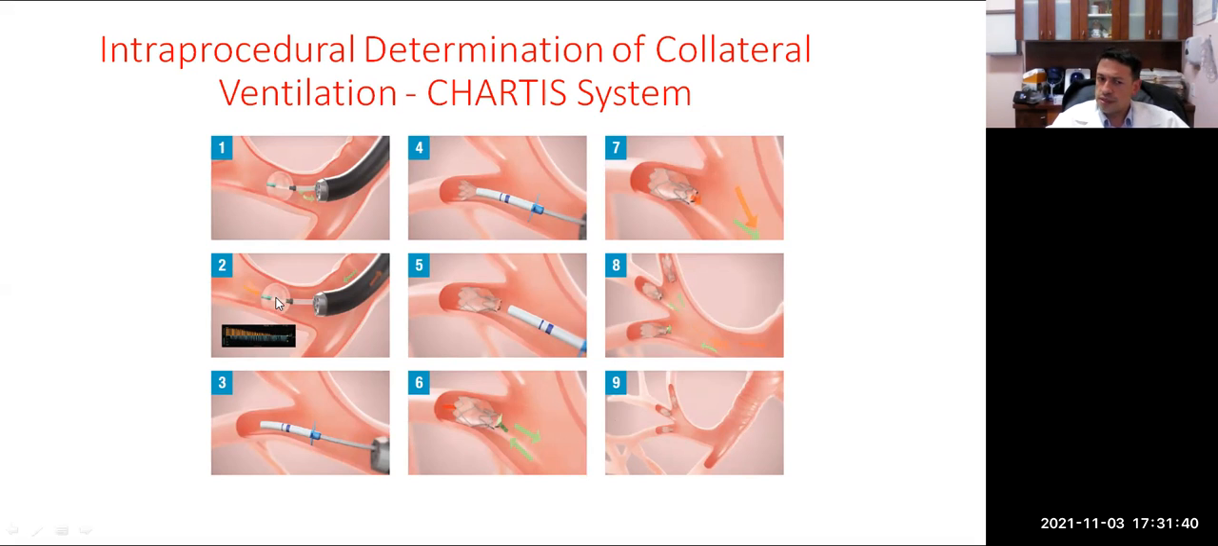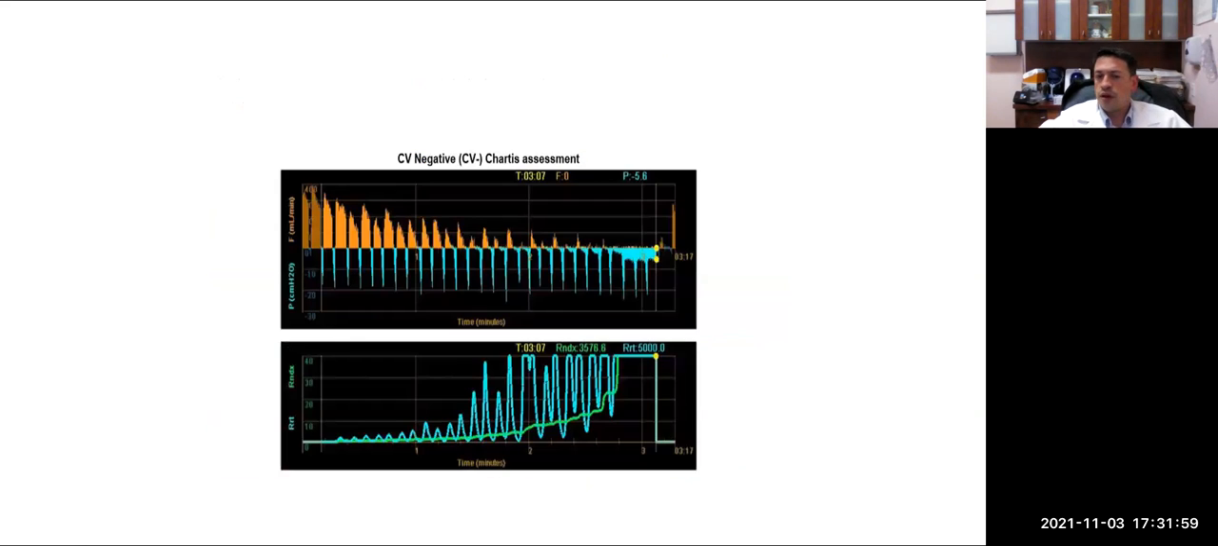We use this catheter that is sort of like a Swan-Ganz catheter. It's got a balloon and a little sensor that measures flow. You inflate the balloon in the lobe that you want to treat, and then you want to see if there is collateral ventilation. In other words, you want to see whether you have persistence of flow, or does the flow disappear. So this is expiratory flow.